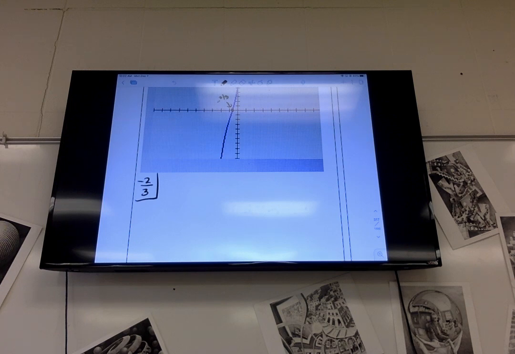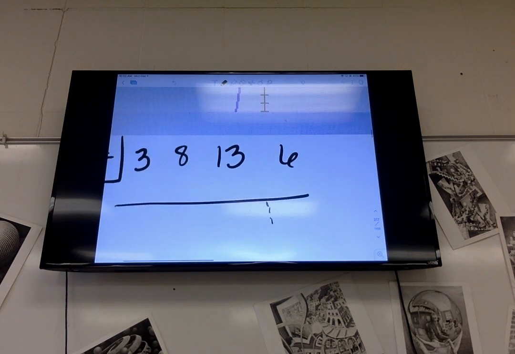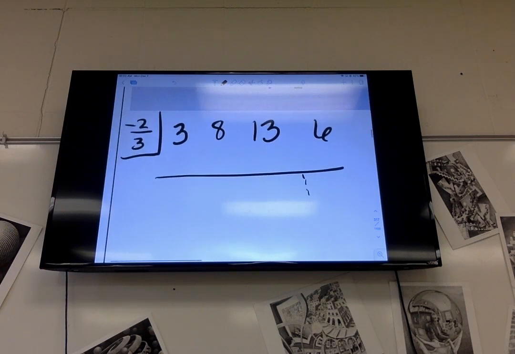And the equation was 3x cubed plus 8x squared plus 13x plus 6. Now remember how that works: the number on the bottom, you divide into it, and then you times it by the number on the top. So I bring the 3 straight down. 3 goes into 3 once. 1 times -2 is -2. Then we add, that's 6.